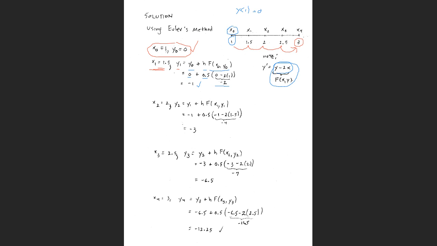Now let's move out to x2 equals 2. And you see what I did in the beginning, I made a little chart. I had 1 to 3 with a step size of 1/2, and that allows me to easily keep things straight in Euler's method. There's x1, x1 is 1.5, and so the approximate value for y2 is based on the previous information. It equals y1 plus h times the derivative evaluated at x1, y1. And when you work that out, you're going to get -3.